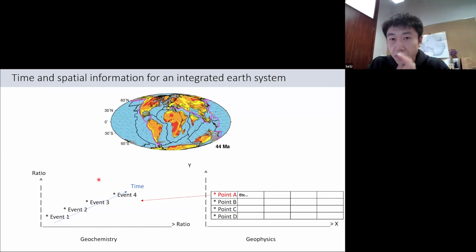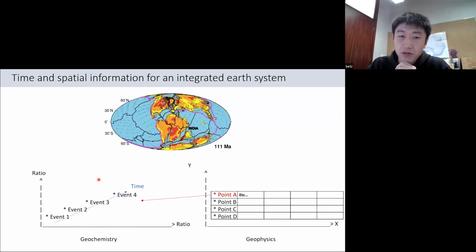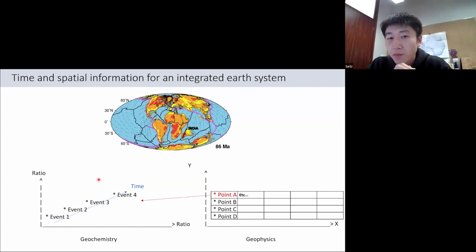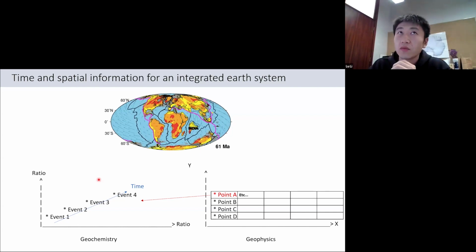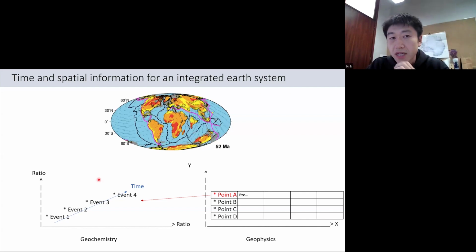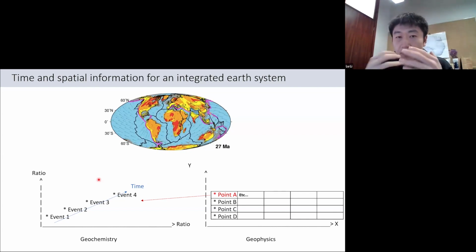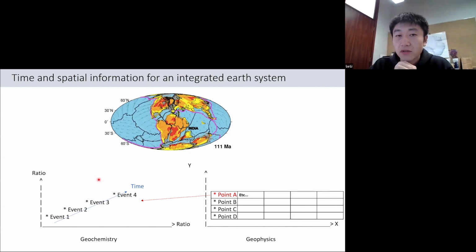On the other hand, we have geophysics, which, thanks to modern technology, gives us much broader spatial coverage. But keep in mind, geophysics basically only gives you a snapshot of modern-day conditions. So we deal with different types of information. One type has limited spatial information but can tell us about time evolution. On the other hand, we have good spatial coverage, but we don't really have the information about time.